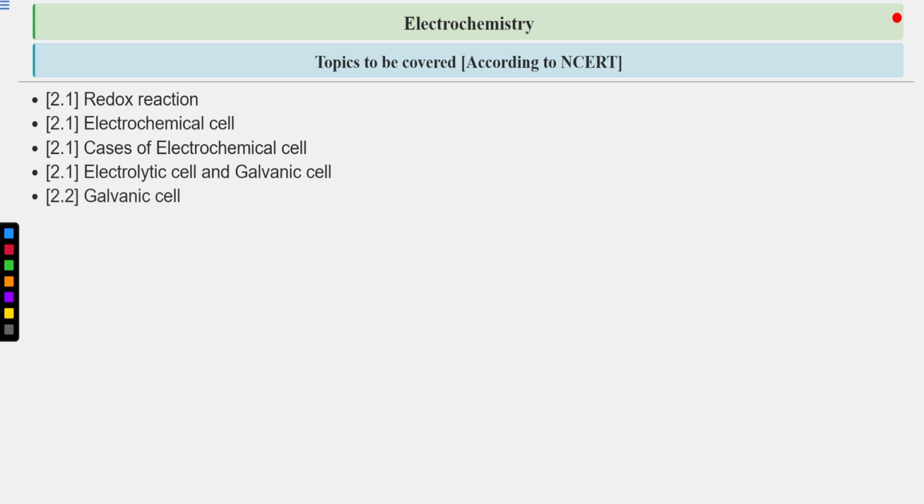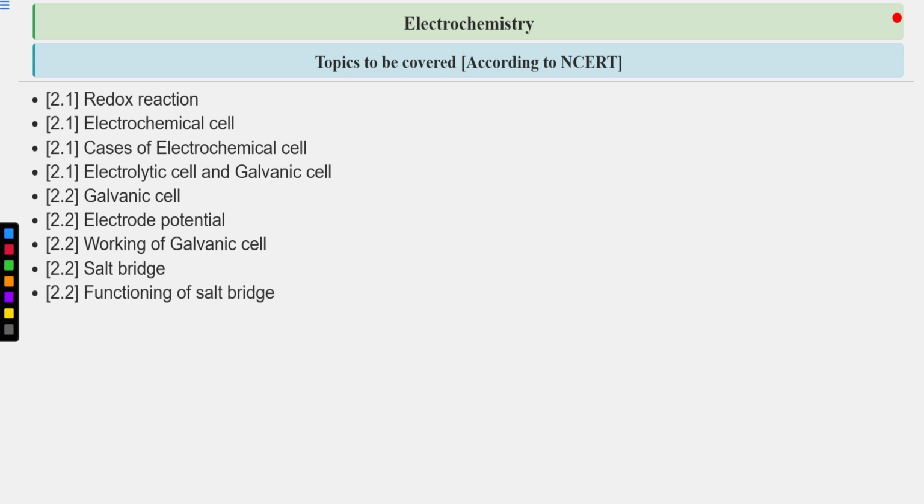Then we shift to our next topic, which is the galvanic cell, section 2.2 in our NCERT textbook in this chapter. Then we talk about the electrode potential, which also comes under section 2.2, galvanic cell. And then we will talk about the working of the galvanic cell, how it works. Then we focus on the topic of the salt bridge. Then we will talk about the functioning of the salt bridge.